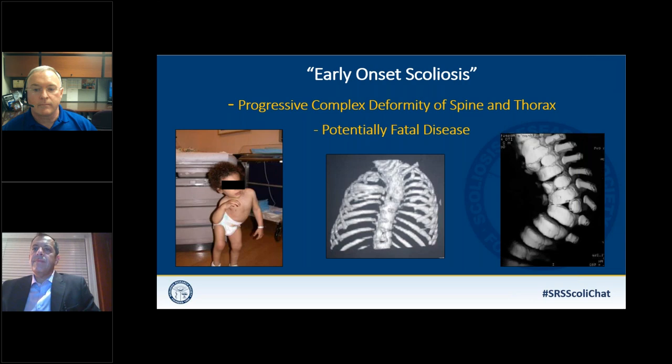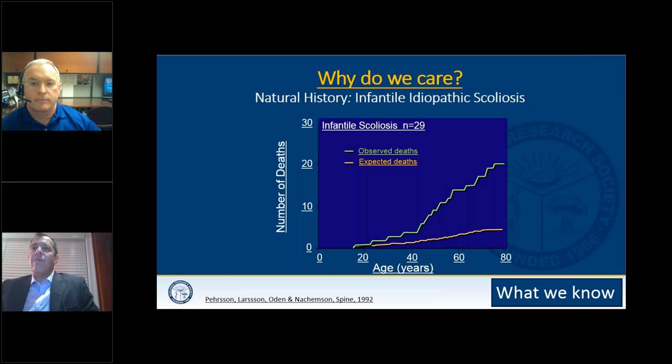This is the kid that we're talking about. We're talking about kids with complex deformities of the spine and thorax. Sometimes they have fused ribs. The deformities can get very large, and start to intrude into the chest. And it's that last part that really makes us worry.